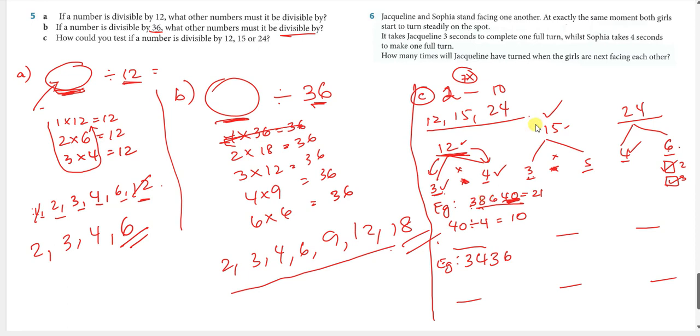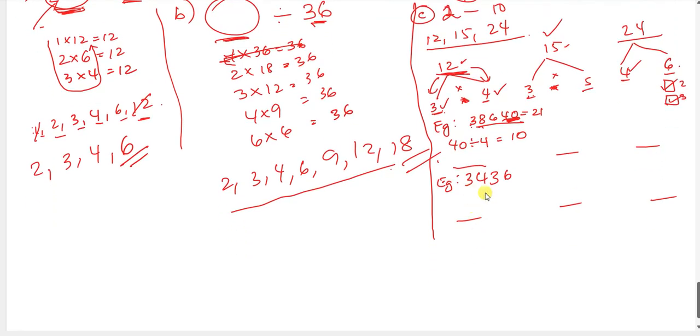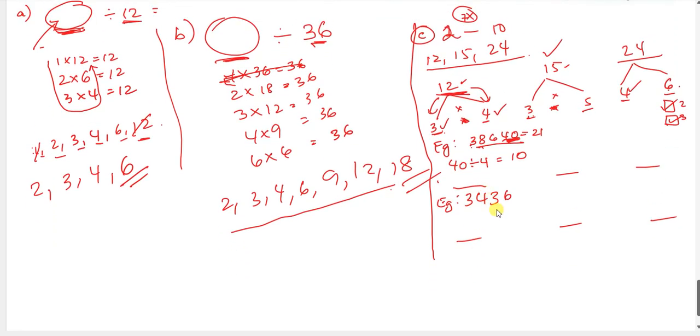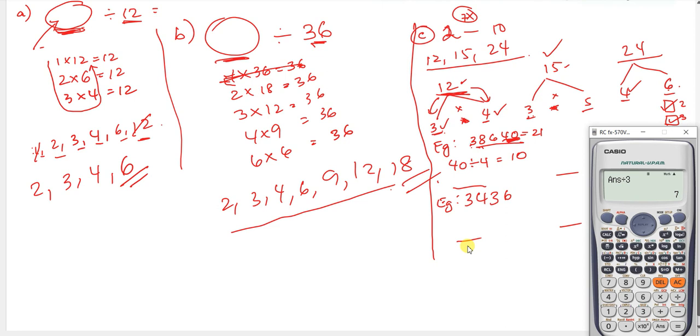Very easy. So we check with another example, 3436. Can we divide by 3? For 3436, we have to add 3 plus 4 plus 3 plus 6, which is 16. Can we divide 16 by 3? No. So we cannot divide it by 12. So 12 gets a cross.